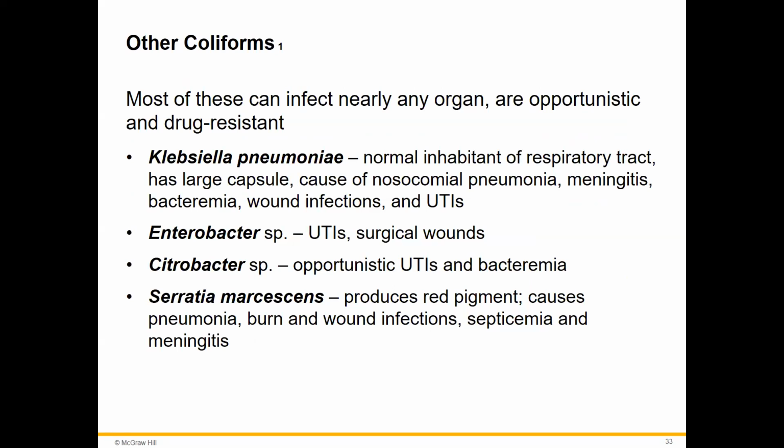Okay. Other bacteria kind of in a category that were related, other coliforms, these were lactose fermenting bacteria. Most of these can infect almost any organ. They're opportunistic. They can be drug resistant. So Klebsiella pneumoniae normally lives in our respiratory tract, has a very large capsule, but in someone who's immunocompromised could cause pneumonia, meningitis, bacteremia, wound infections, and UTIs.